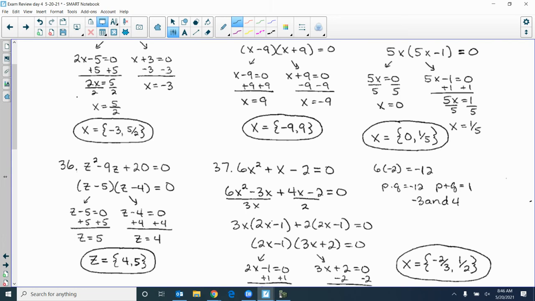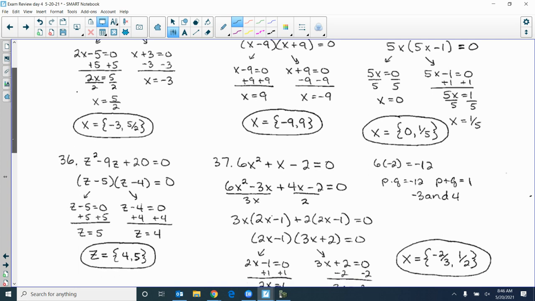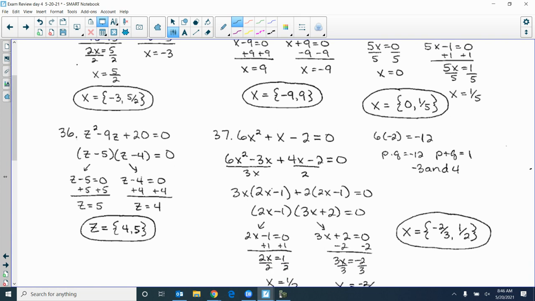36, 37. These are hard. I mean, 37 is similar to this one, where you have to be able to factor it. It takes a little bit to get through that one, but the answer should be negative 2/3 and 1/2.